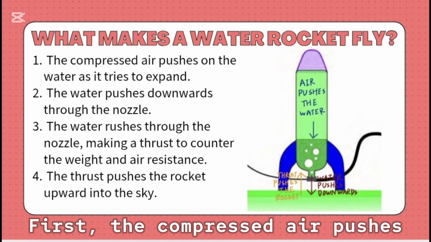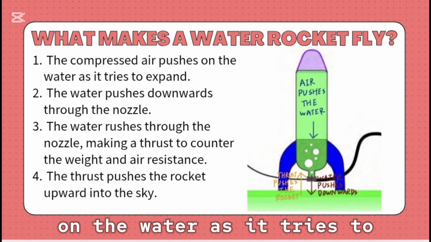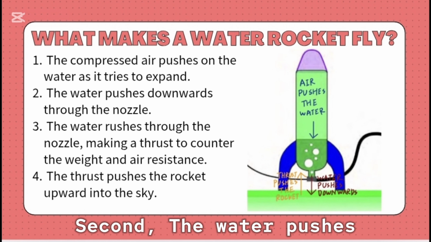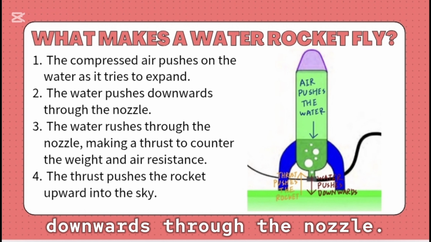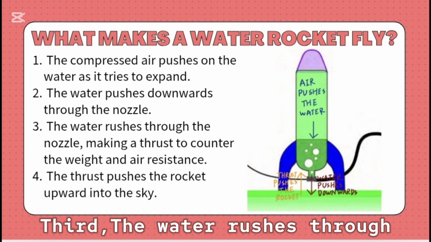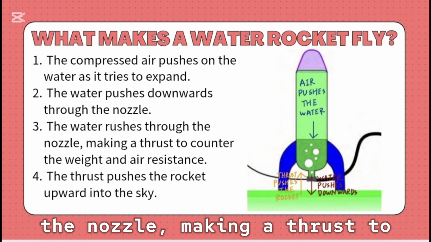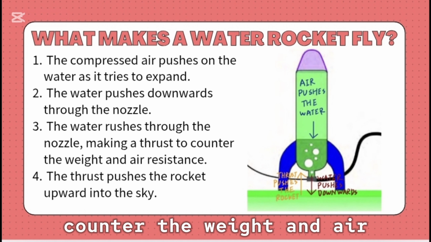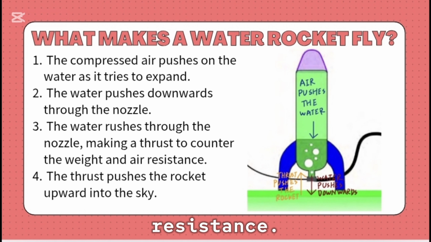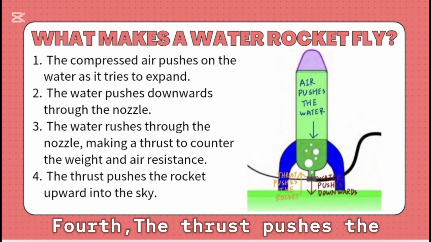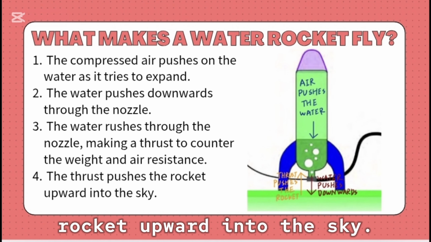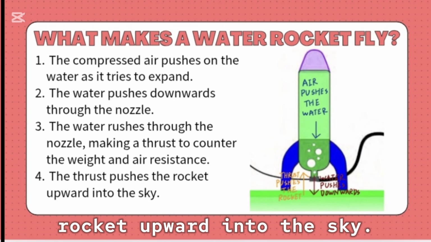First, the compressed air pushes on the water as it tries to expand. Second, the water pushes downwards through the nozzle. Third, the water rushes through the nozzle, making the thrust to counter the weight and air resistance. Fourth, the thrust pushes the rocket upward into the sky.